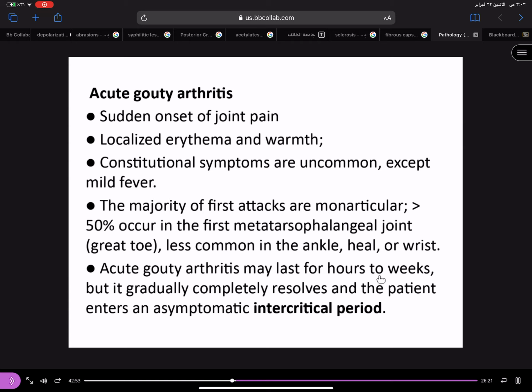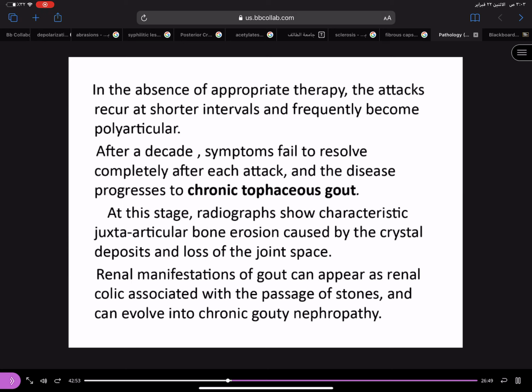It can last for hours to weeks, and generally it gradually resolves and the patient enters an asymptomatic intercritical period. So pain comes, it takes a few days, a few weeks, and the body recovers, so the pain goes away. But it is intercritical, meaning pain can come again. It's an in-between period. If you do not treat, pain will come back.